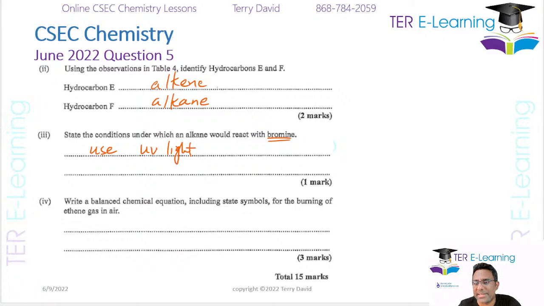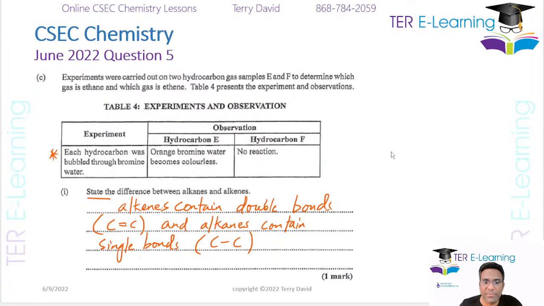All right. Somebody said saturated, unsaturated. Yeah, that could work as well. Somebody just said, for this one here, you can also say that for an alkane, it's saturated, yes. And for an alkene, it's unsaturated. Yep, you can use that as well.